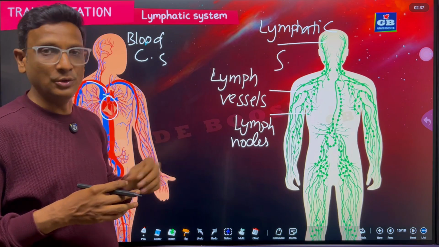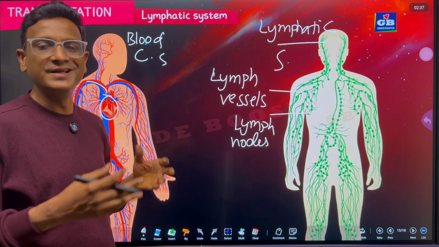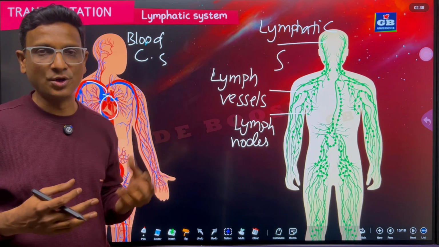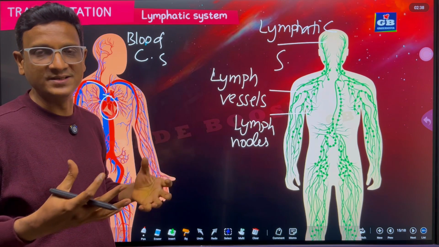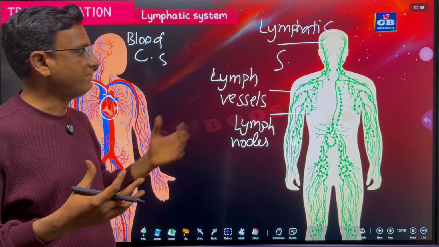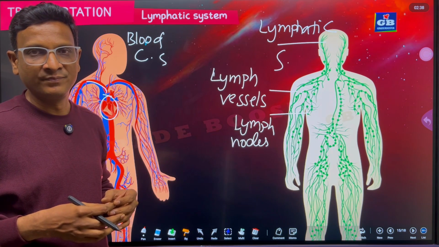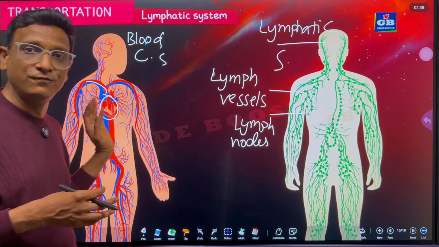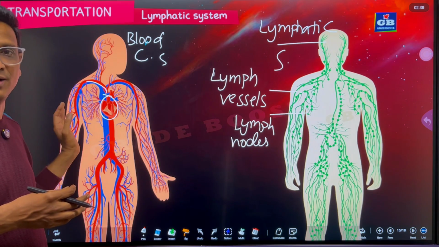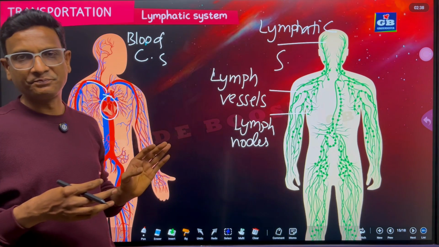Then how does the lymph flow? Lymph flows very slowly, not like the circulatory system, not like blood. It depends upon our body movements and muscular movements. The lymph flows in the lymphatic system. Right. So lymph is a white colorless fluid. Blood is a colored fluid. It contains hemoglobin and all. Lymph is similar to blood.